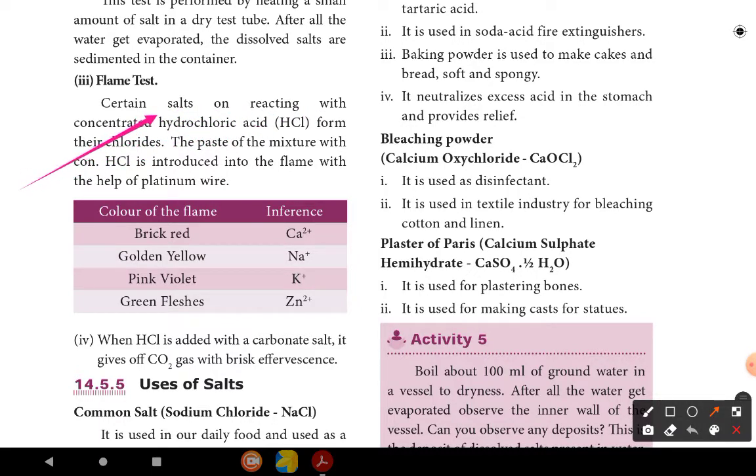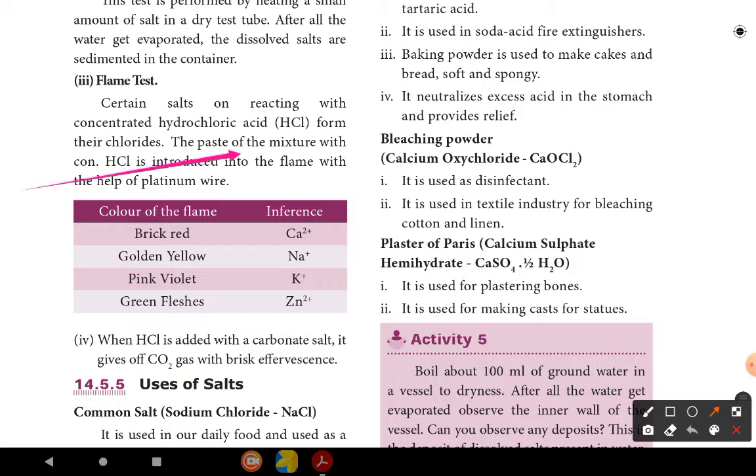If you take a salt and add hydrochloric acid, what do you get? You will get the chlorides. Okay, you get chloride salts, because with hydrochloric acid, the salts that you get will all be chloride salts. Okay, because hydrochloric acid contains hydrogen and chlorine. So the salt that you get from this hydrochloric acid will be chloride salts. Okay, that's what is given.